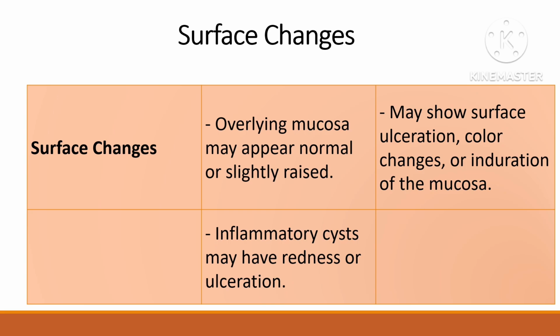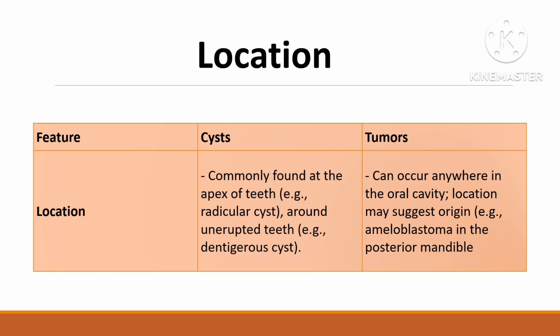In case of the inflammatory cyst, there may be the presence of redness or ulcerations. Regarding the location of the cyst, these are commonly found on the apex of the teeth, like radicular cyst, or around the unerupted teeth, as in case of dentigerous cyst. While on the other hand, tumor can occur anywhere in the oral cavity. A location may suggest the origin.